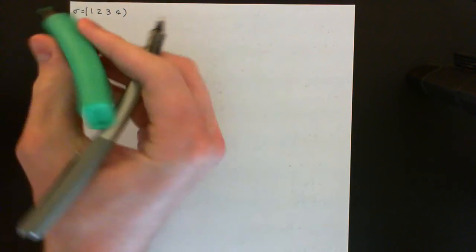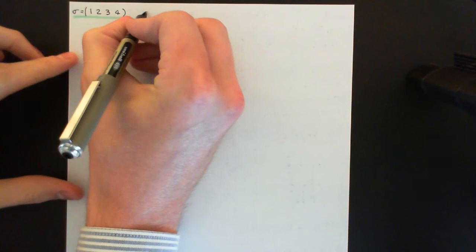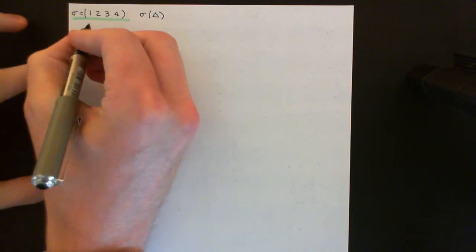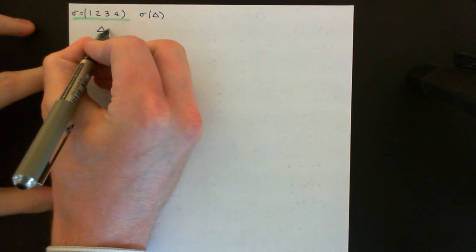So this is what sigma's going to equal. And now what we want to work out is what is sigma of delta. Okay, so I want to work out what is sigma of delta. Well, actually, to do this, it would be helpful to have delta sitting in front of us. So let's just recopy out what delta is equal to.